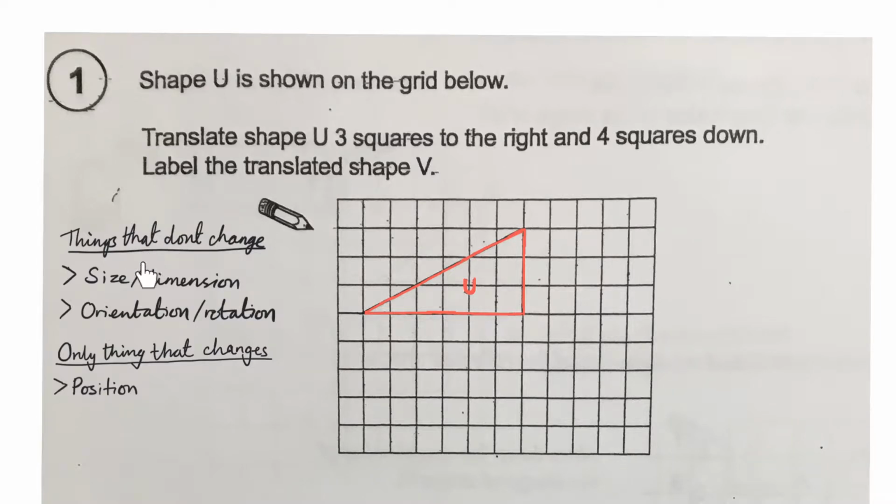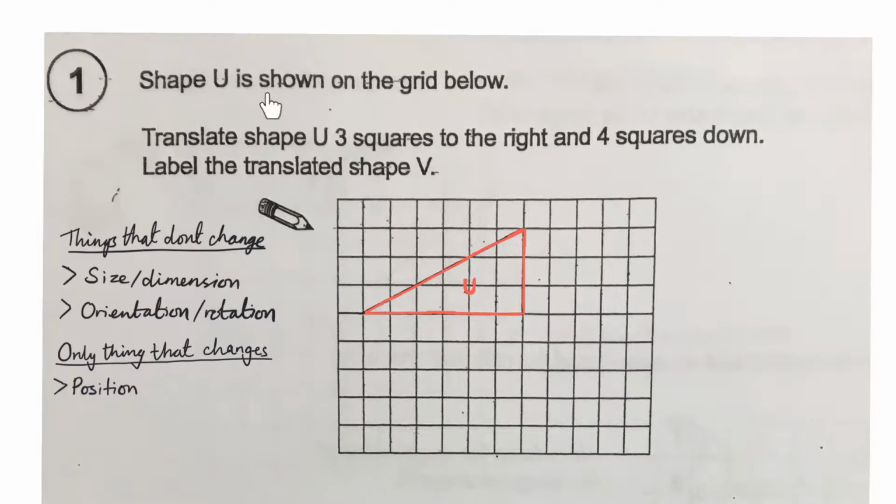When you're translating a shape, the size or dimension of the shape does not change. So the size and the dimension of the shape stays exactly the same. The orientation or rotation of the shape does not change, so it's exactly the same orientation. We do not rotate it or anything, so you don't need tracing paper, mirrors or anything. The only thing that changes is the position. So the only thing that will change is the position of this shape. It's here, then it will be moved somewhere else.